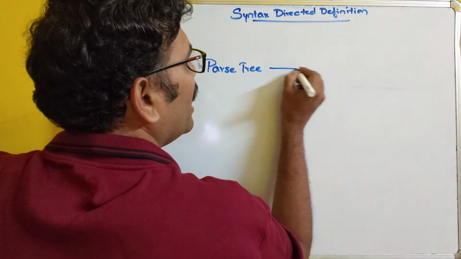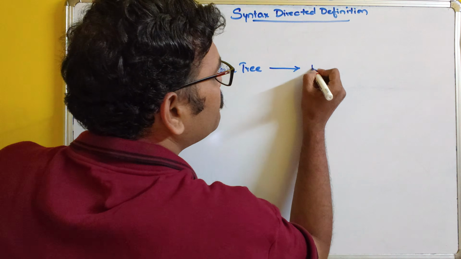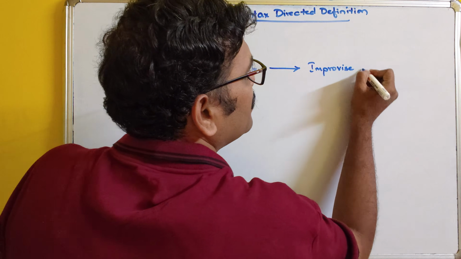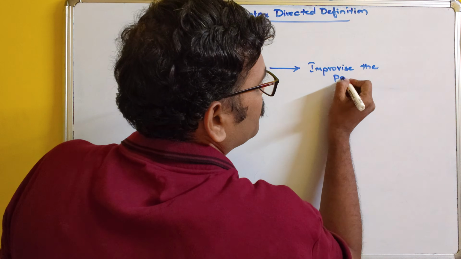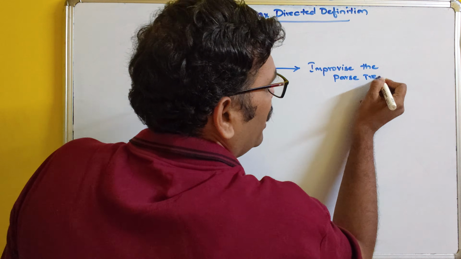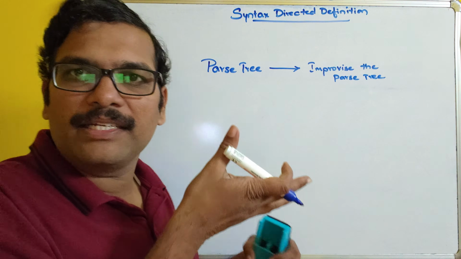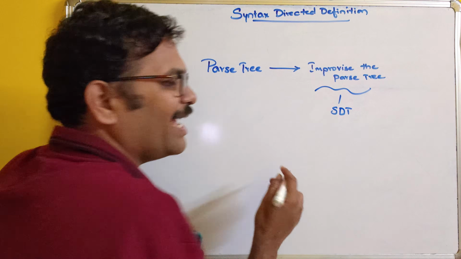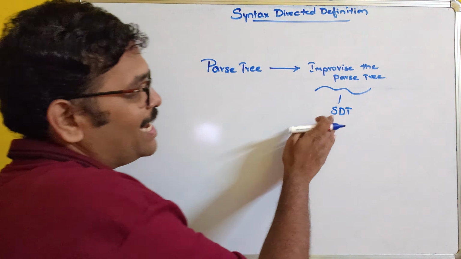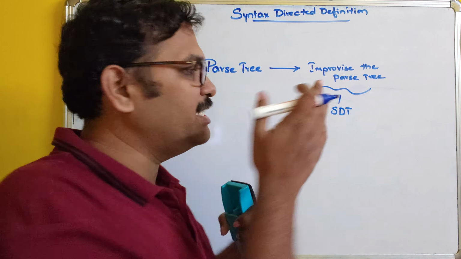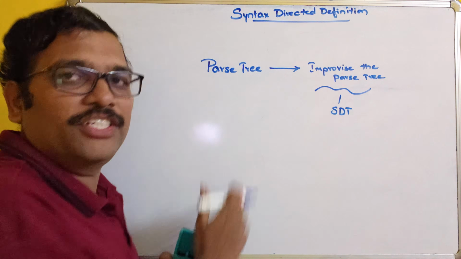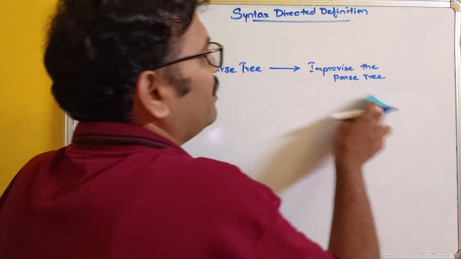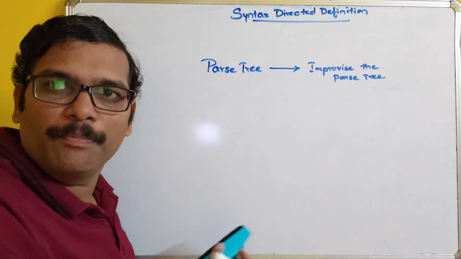Now we have to improvise this parse tree. How to improvise the parse tree? This is called SDT or SDD, meaning syntax directed translation or syntax directed definition. Now, how will the parse tree be improvised?